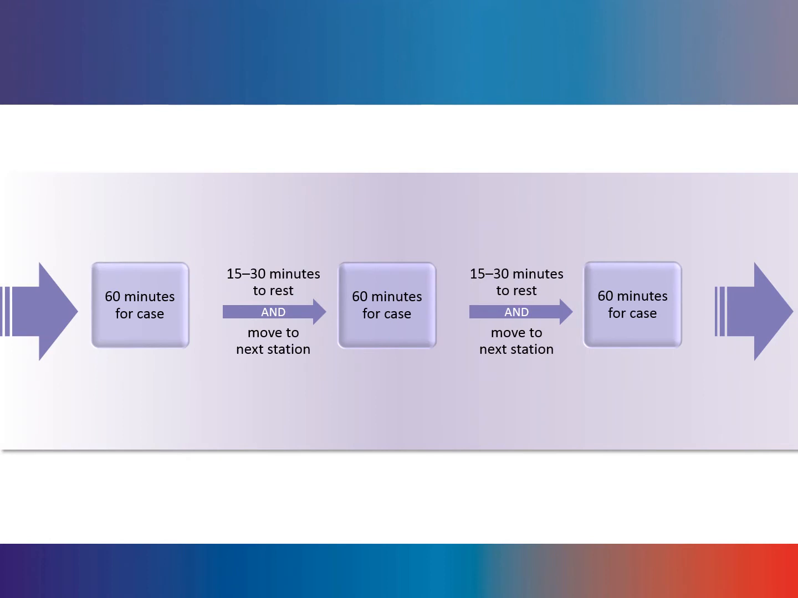The timing for Part 2 of the CPEDH is as follows: 60 minutes to review the case and complete the tasks of the station, followed by 15 to 30 minutes to transition and rest between stations. This process continues until all 3 station rotations are complete.